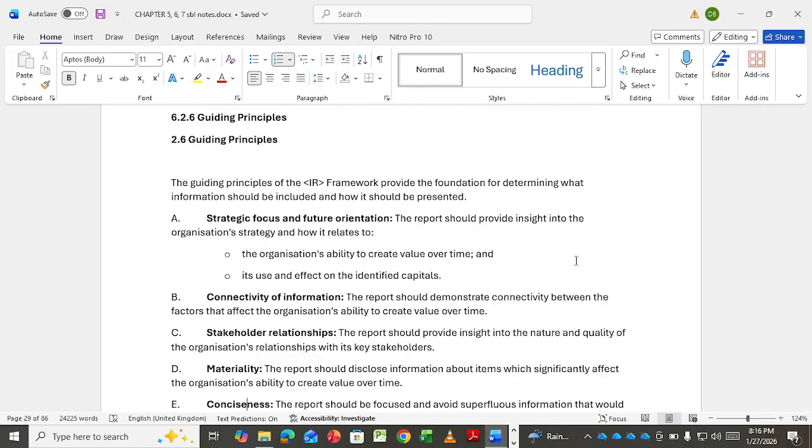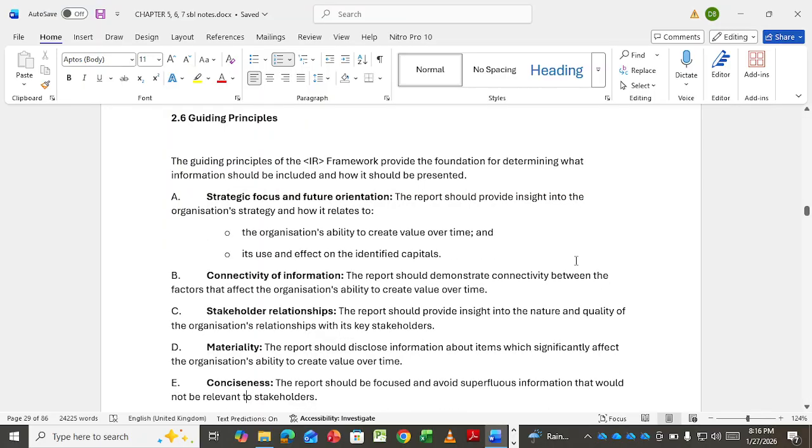They should be able to show or demonstrate connectivity between the factors that affect the organization's ability to create value over time. We also have shareholder relationships. This one gives the insight on the nature and quality of the organization's relationships with its different key stakeholders.